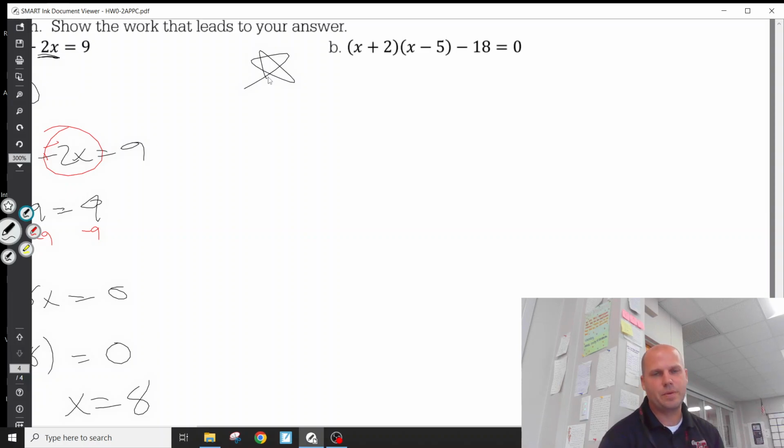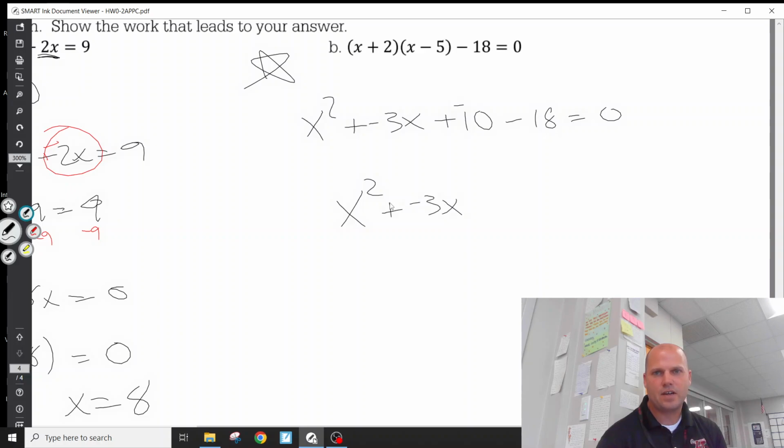Start by distributing. Yo, x plus 2 times x minus 5. If you want to do it one step at a time, fine. X squared, negative 5x, 2x, negative 10. But maybe, because you know how to factor, just like 2x's, negative 5x's, I'm going to have negative 3x's. I'm going to have negative 10. I also have negative 18. Doesn't help to have that 18 on the right side. Keep it here. Instead, just combine the negative 10 and the negative 18 to get negative 28.